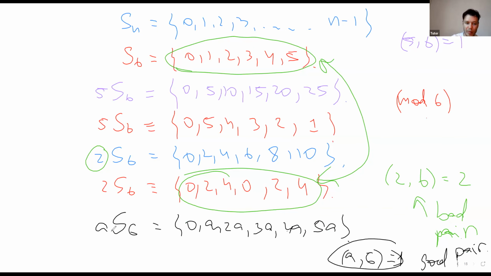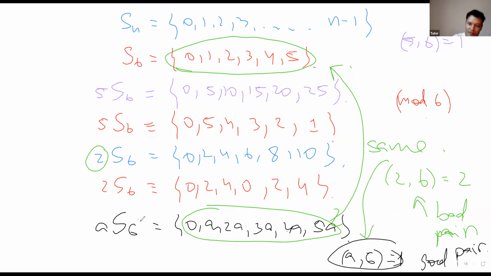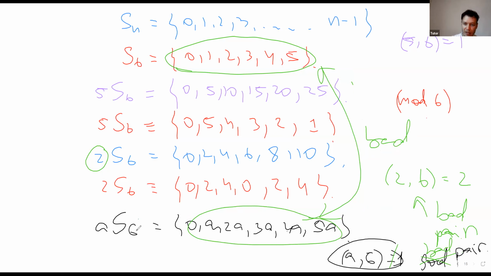It turns out if a and 6 are a good pair, this is always going to be the case. These two are going to be equal. So basically, the remainders here and the remainders here, they're going to be the same only if a and 6 are a good pair. But if they're not a good pair, if the gcd of a and 6 is not equal to 1, if I had a bad pair, then this cannot be equal. These are going to be not the same.